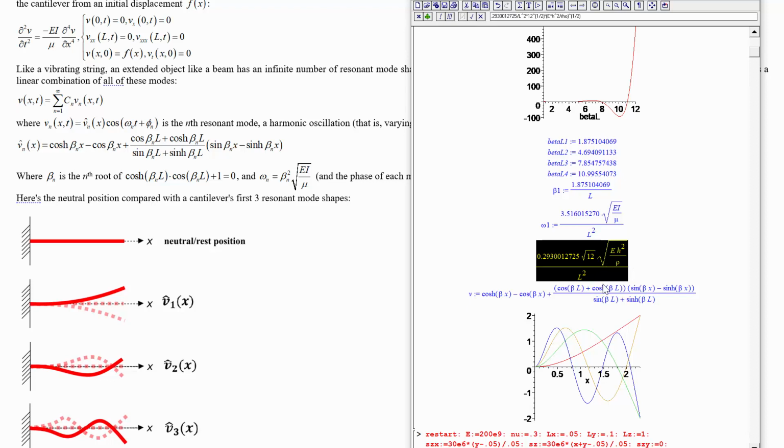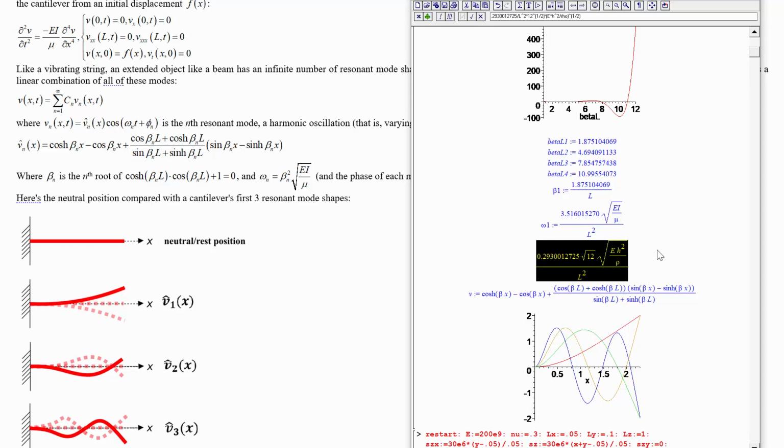That means that if a 1 meter beam resonates at 1 hertz, like 1 cycle per second, then a 10 centimeter beam that has the same cross section, everything else the same, is not going to have a 1 hertz frequency, but is going to have a 100 hertz natural frequency.